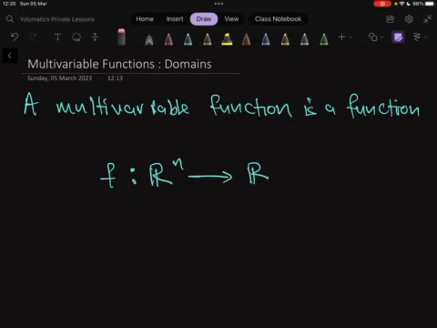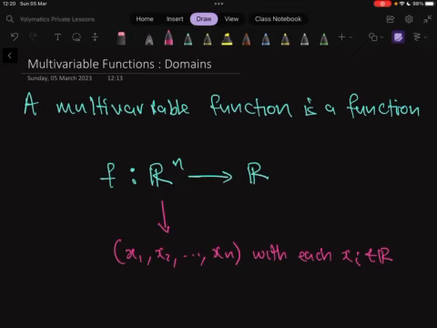So remember, what exactly do we mean by R^n? If you recall, R^n simply means the coordinates (x1, x2, ..., xn) with each xi an element of the real numbers. So a multivariable function is a function which takes a tuple and maps it into a real number. These are what we are going to look at today to see what we can do with these types of functions.